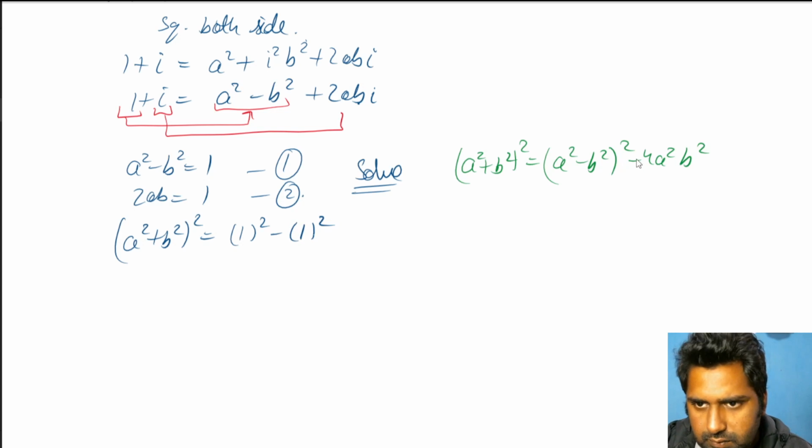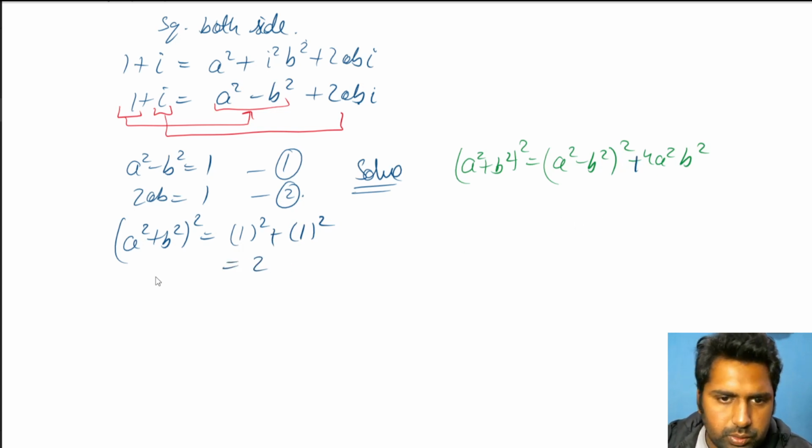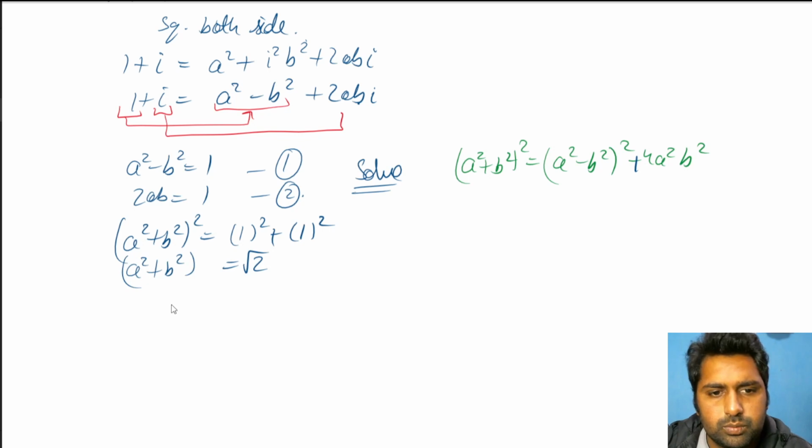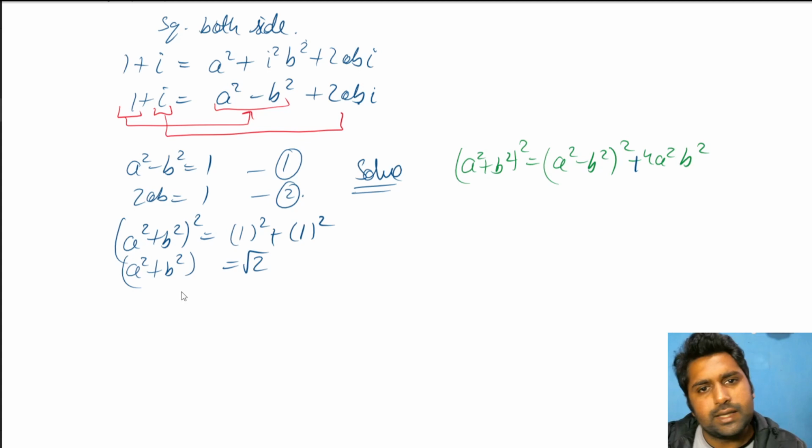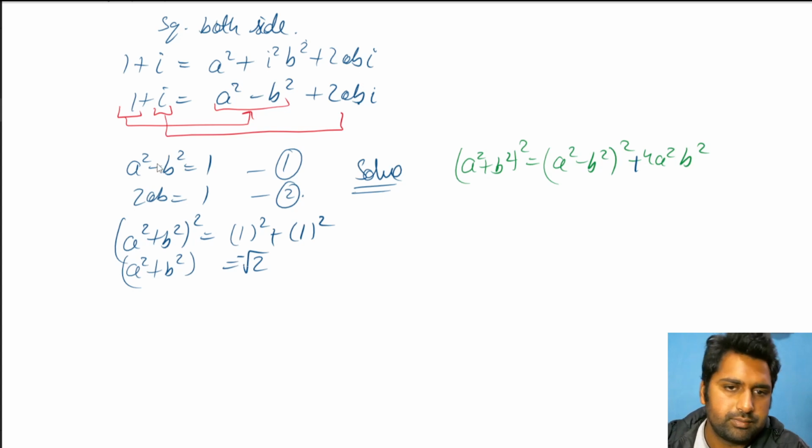Sorry, this is plus. No, it is equal to 2. So this becomes a square b square is nothing but square root of 2. Why am I not taking plus minus? Again the same idea: a and b are real numbers, and the square of that should be positive, so it cannot come negative.